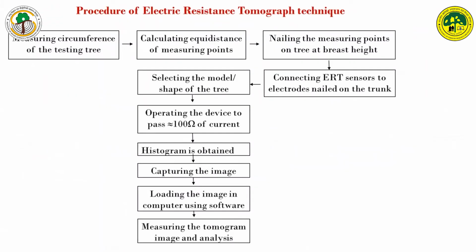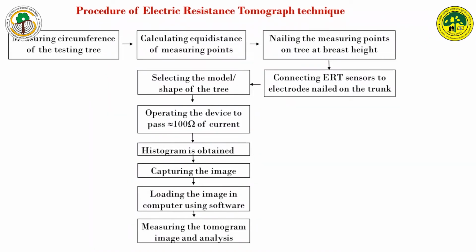And how is the procedure of electric resistor tomography done? First, we measure the circumference of the standing tree. Once we measure the circumference, we calculate equidistant measuring points. If the minimum is 8 measuring points, we divide the circumference by 8. Then we note the distance from one measuring point to the next, and put the nails accordingly. Once nailing the measuring points at breast height is done, usually taken as the standard at DBH, we connect the ERT sensors.